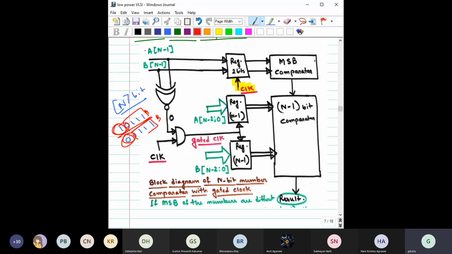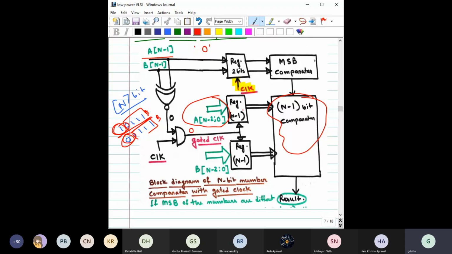So here basically we are doing the same thing. You can see it is A n minus 1, because the numbering starts from 0, and B n minus 1. So we are taking the MSB and feeding it to this gate, right? And if this gate output is 0, then this output also becomes 0, right? So that means this clock will not appear here, and the remaining bits, 0 to n minus 1, will not be loaded in the registers. After that, this n minus 1 bit comparator will not be used, right?